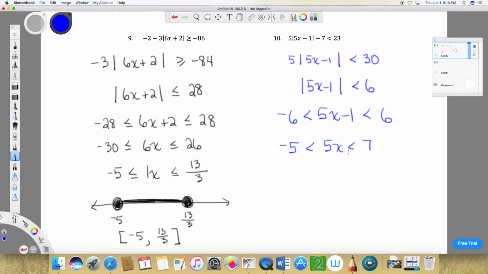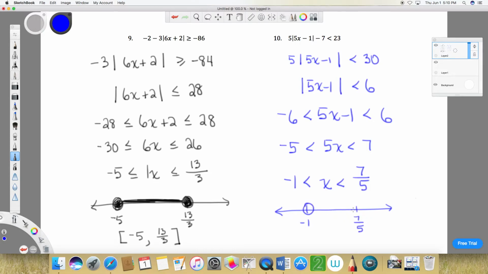Remember, the arrows in a compound inequality will point in the same direction, and they'll point to the smaller value. If I divide by positive 5, I get negative 1 is less than x, which is less than this improper fraction of 7 over 5. If I make a quick sketch of that on the number line, negative 1, positive 7 over 5 is somewhere to the right.